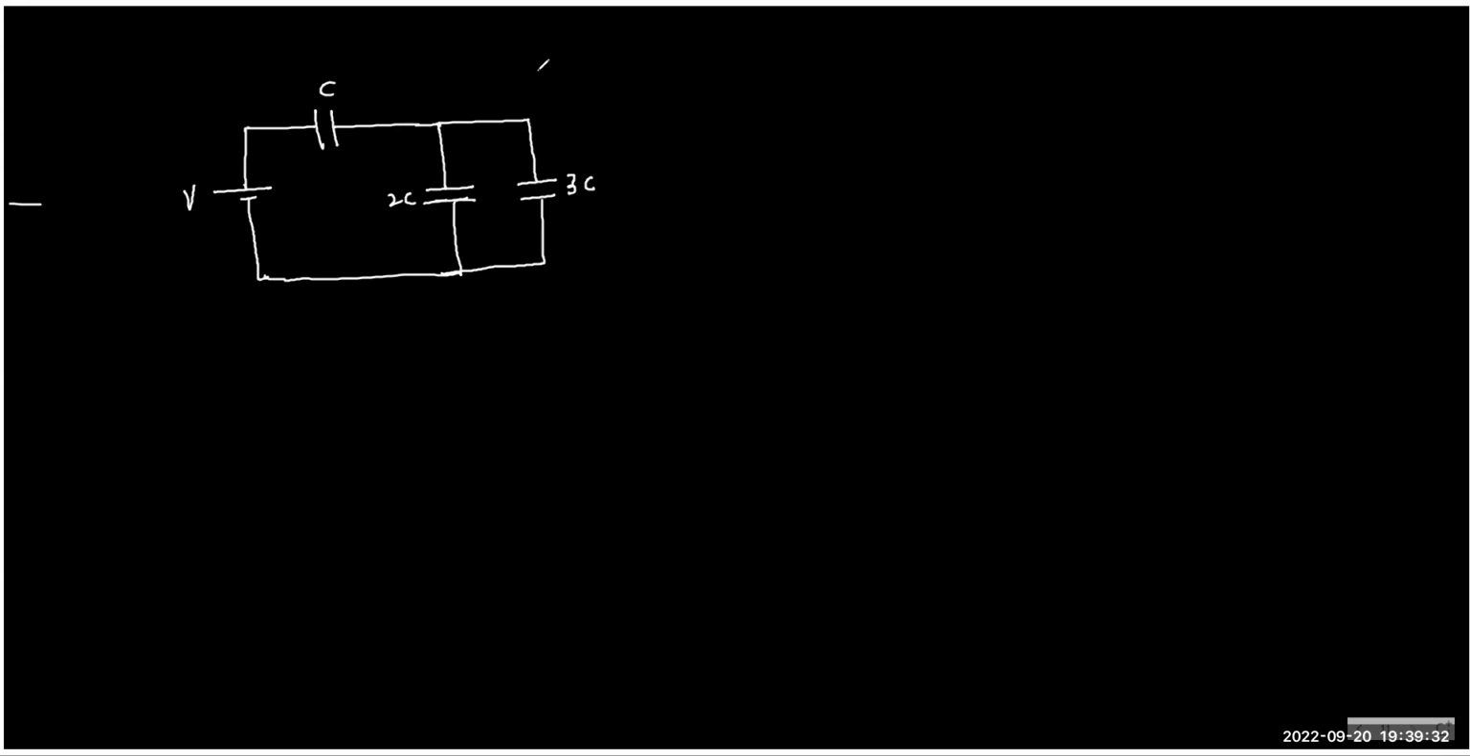So how much charge will leave the battery? 5CV by 6. Correct. Now that total charge will appear here. So the first capacitor will get the entire charge, 5CV by 6. But the same charge will reach here and get to a junction. Whenever you get a junction, you can see there are parallel branches. These are parallel. So the charge will divide as per the charge divider rule.